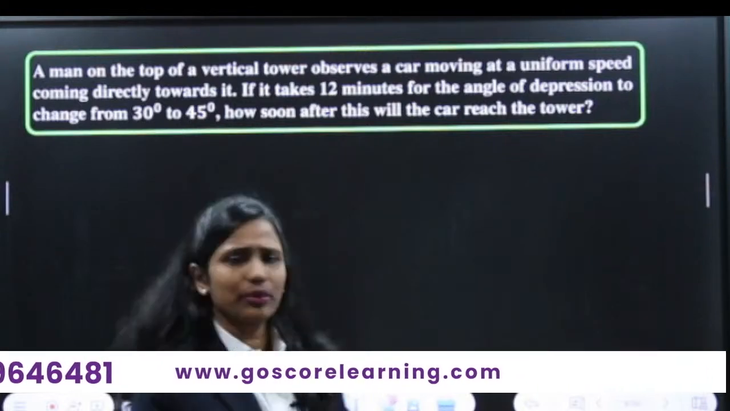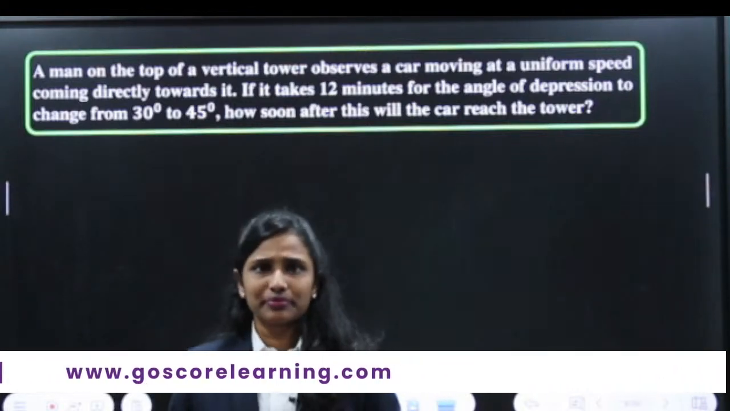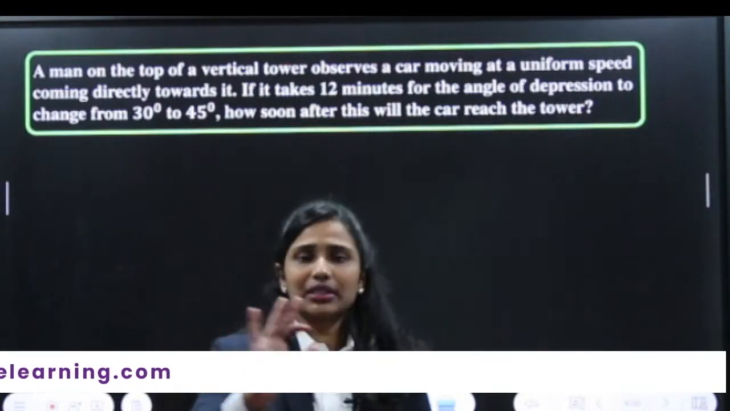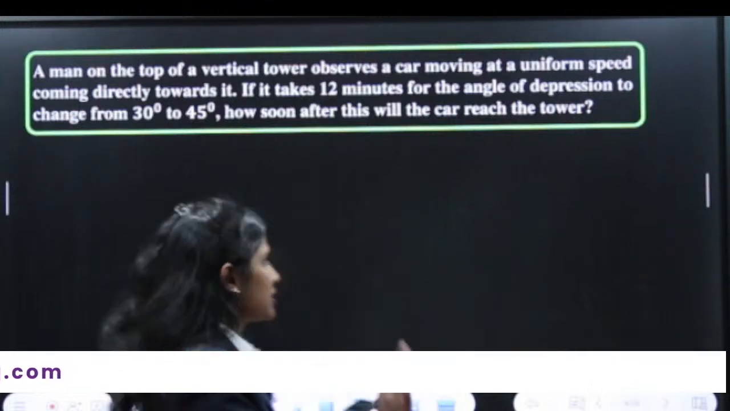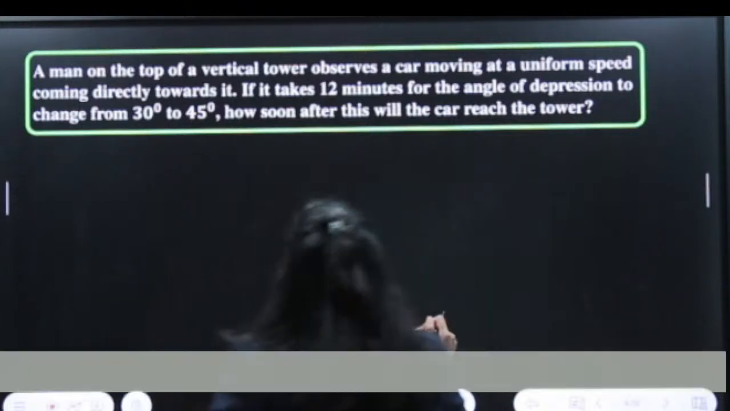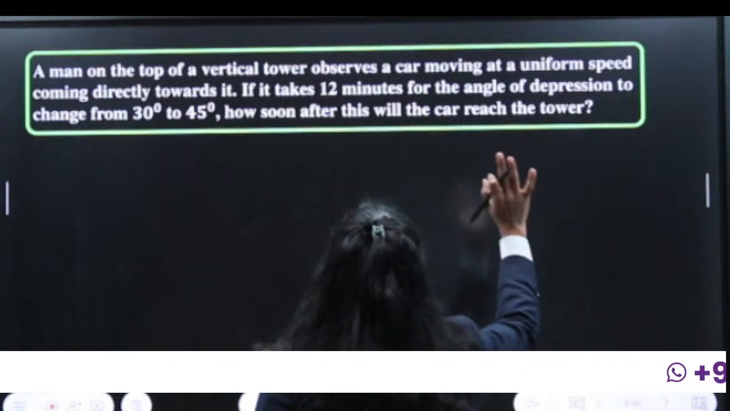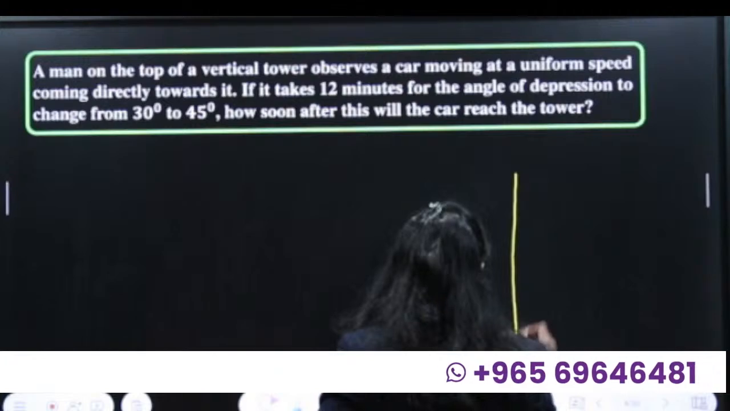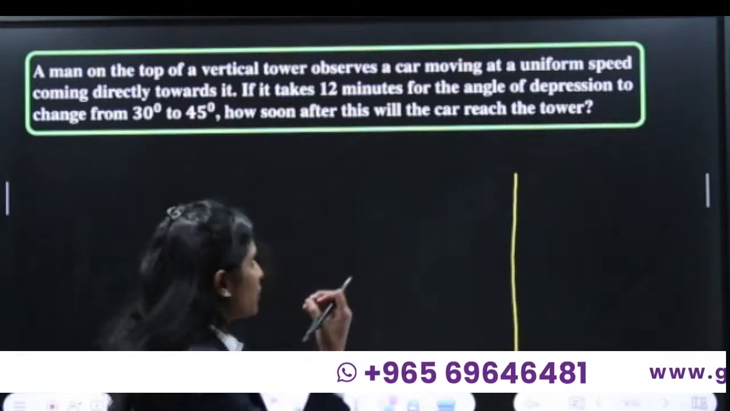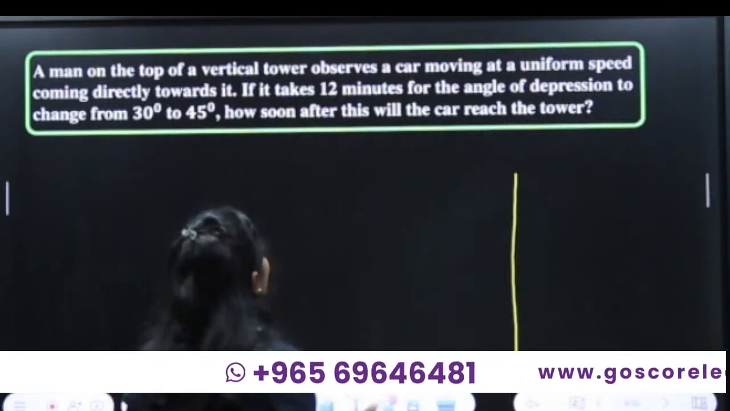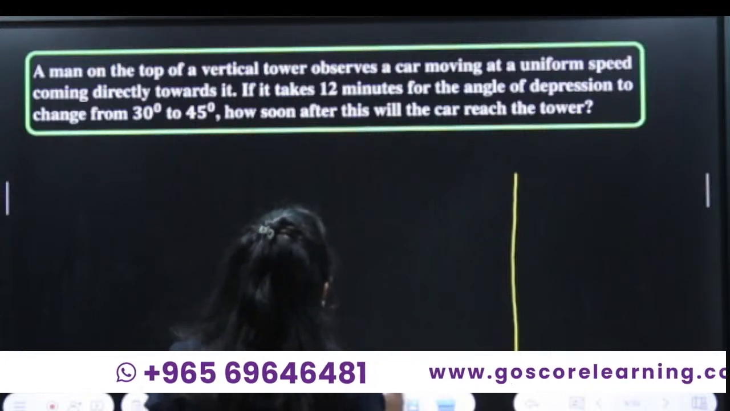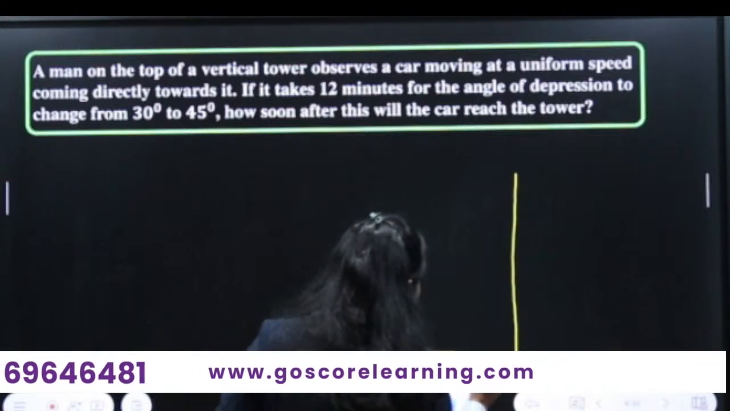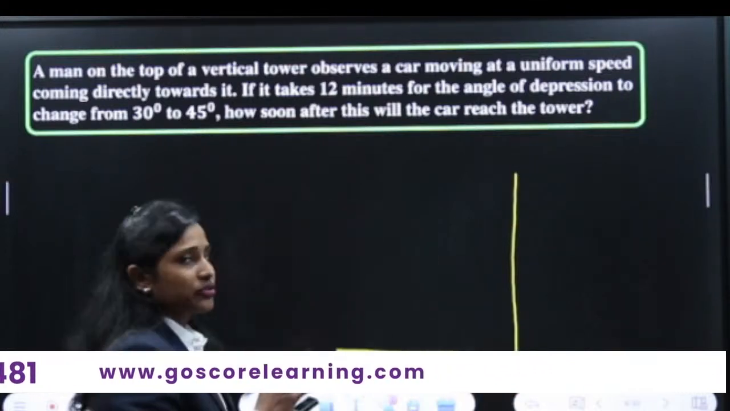Yeah, 5-mark question. First thing, you have to draw the figure. Step by step we can do that. What is it? A man on top of a vertical tower. We have a vertical tower, man on top. Just avoid that man's height. Simple. Now, a car moving at a uniform speed coming directly towards it. So a car is coming from here.